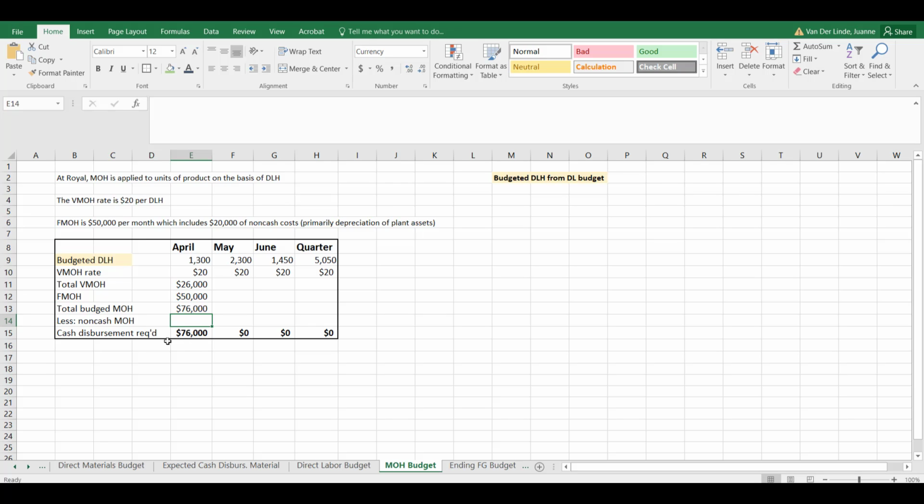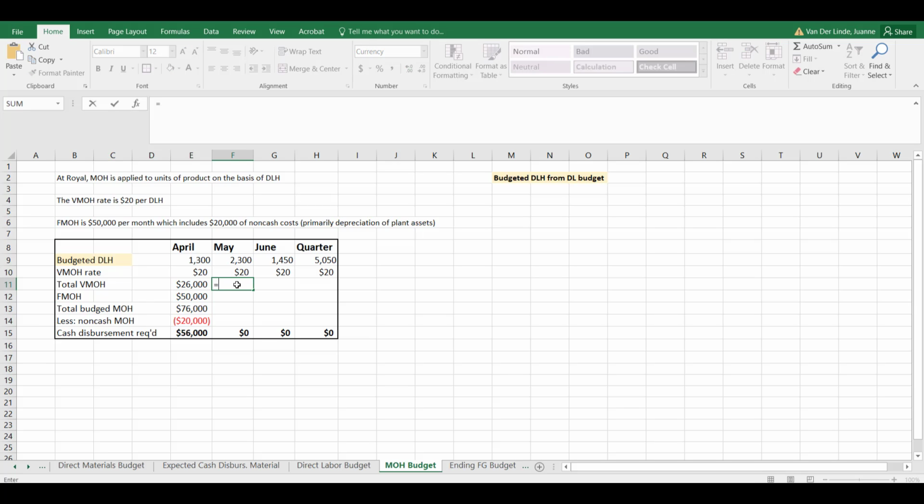But remember, that doesn't mean we're going to pay $76,000 in cash for that overhead. Remember, $20,000 of the $50,000 represents depreciation, which is a non-cash cost, a non-cash expense. So we need to take out $20,000 of that $76,000 because $20,000 of it is not going to be paid in cash. So only $56,000 of the $76,000 is the amount of cash disbursement required for April, specifically related to manufacturing overhead. And we're going to do the same thing for May.